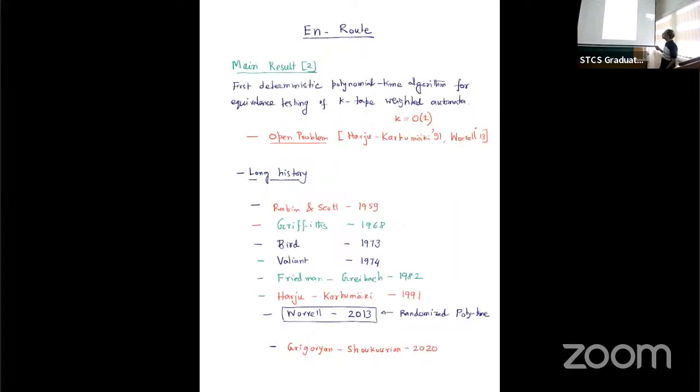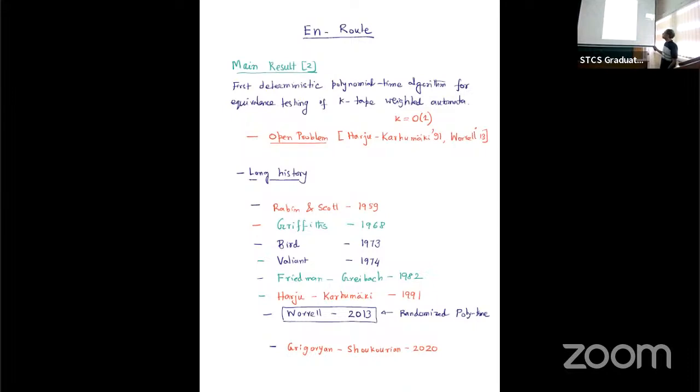And en route to this problem, actually, this is the main problem that we were interested in for a long time, we could solve the well-known problem of a polynomial time algorithm for equivalence testing of k-tape weighted automata, where again the tape number is constant. For this talk, I will not define the problem in the language of automata theory. I will give you an algebraic formulation of the problem.